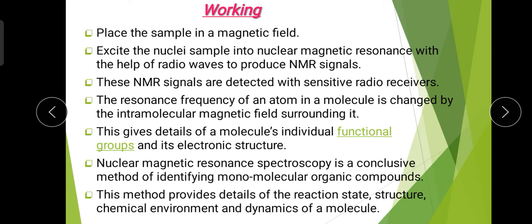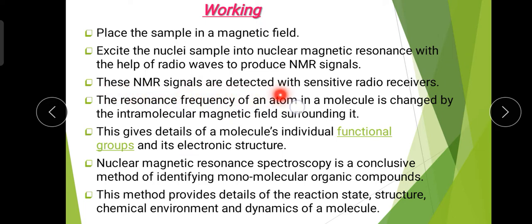So all of this happens in the presence of an external magnetic field, and all these things happen at a particular condition, and this is known as the resonance condition. And when this happens, then we will get the NMR signals. So in this way we get the NMR signals.